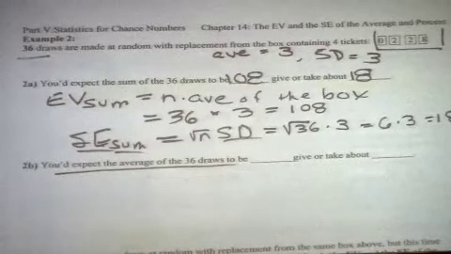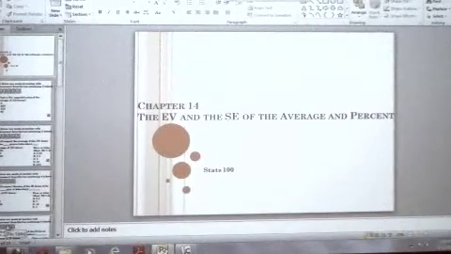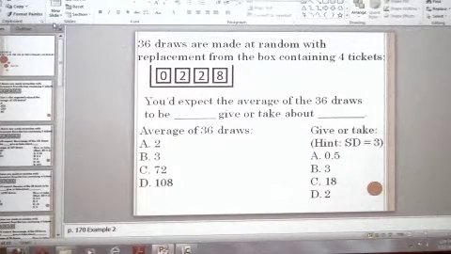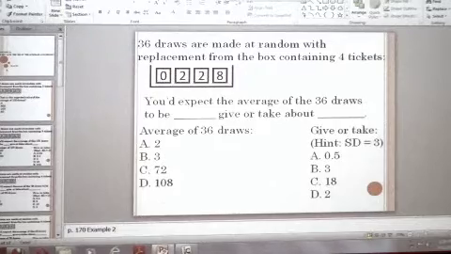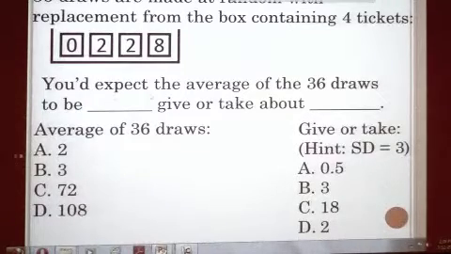So let's do that one as an iClicker, just because I want to give you points for being here. So let's go to the iClicker, and I'm just going to do this one quickly. So that is right here. Where do I make this bigger? Is this where I do it? Yeah. Okay, so let's start it, and you're going to answer this one first. You'd expect the average of the 36 draws to be what? The average of the box is 3. So you'd expect the average of the 36 draws to be, it's not hard.